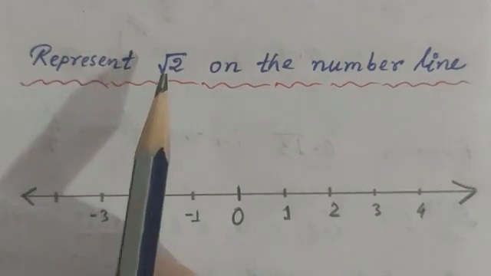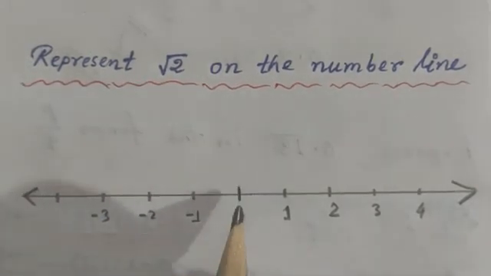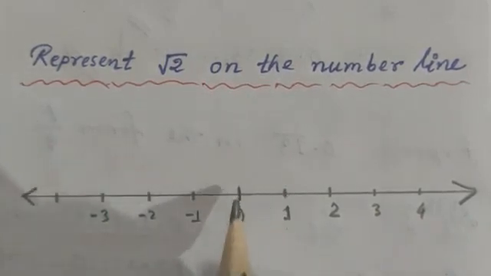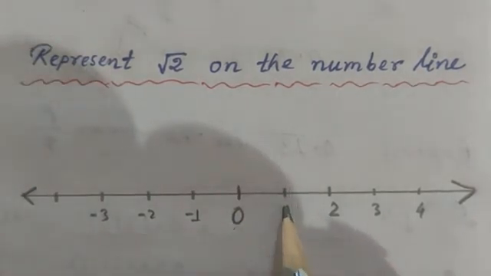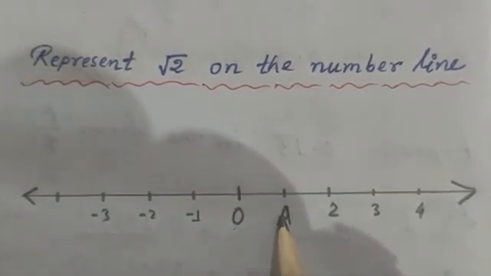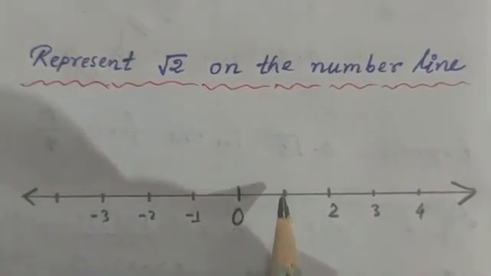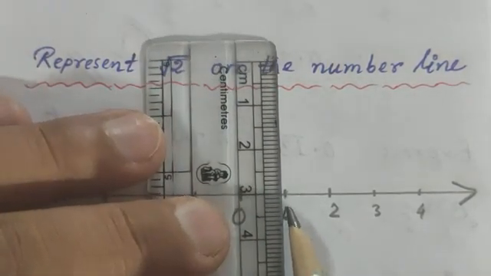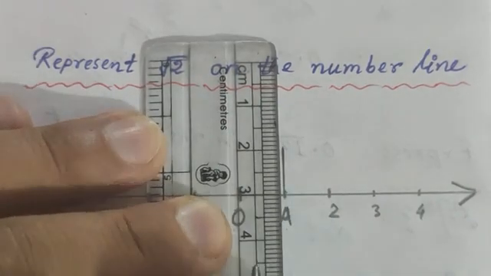On this number line, we have to represent root over 2. What to do? We will take this 0 as 1 point, and this 1 as the second point. That means 1 unit. At this position, we will make it as point A. And at this position we will draw another line perpendicularly, keeping in mind that the perpendicular line must also be not more than 1 unit. It must be 1 unit only, exactly 1 unit.